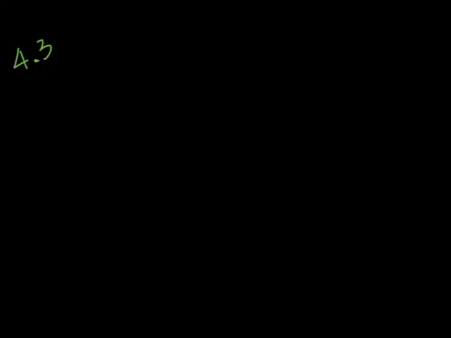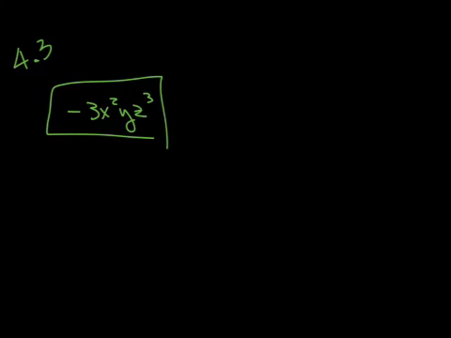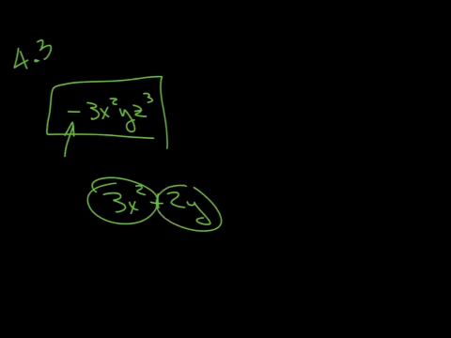monomial, it means there's basically no plus or minus sign between anything. So if I have something like 3x squared y z cubed, that would be a monomial. There's no addition or subtraction. This is making it negative, but it's not a subtraction. But if I have something like 3x squared plus 2y, I have two monomials because I've got a plus sign separating the two.